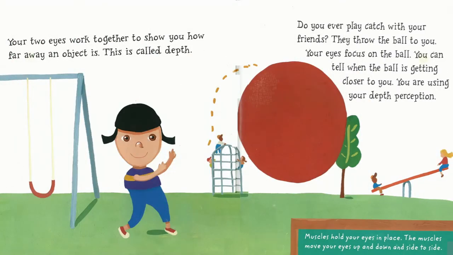Your 2 eyes work together to show you how far away an object is. This is called depth. Do you ever play catch with your friends? They throw the ball to you. Your eyes focus on the ball. You can tell when the ball is getting closer to you. You are using your depth perception. Muscles hold your eyes in place. The muscles move your eyes up and down and side to side.